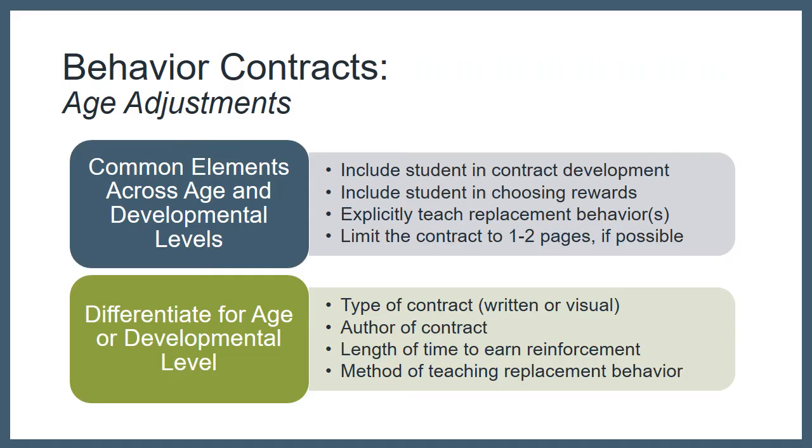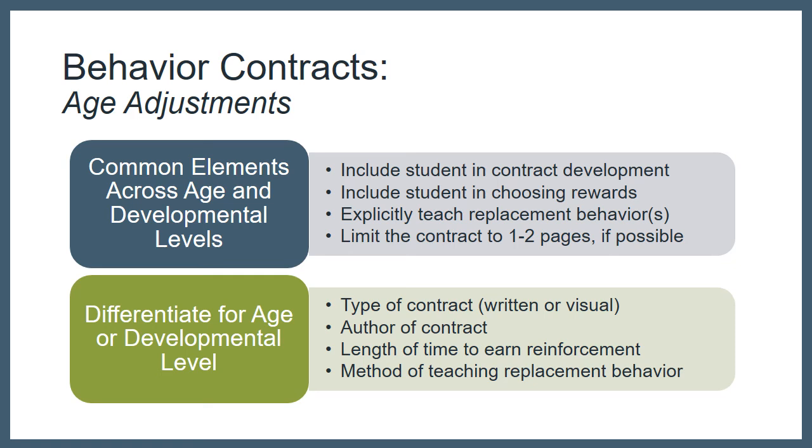As an additional consideration, age adjustments may need to be made when you're writing behavior contracts. There are some common elements, however, across age and developmental levels, such as including the student in development and in choosing rewards, explicitly teaching the replacement behavior or behaviors, and limiting the contract to as few pages as possible, not to exceed 2 pages. That said, you may wish to differentiate the type of contract to allow either a written format for older students or a visual picture format for younger students.